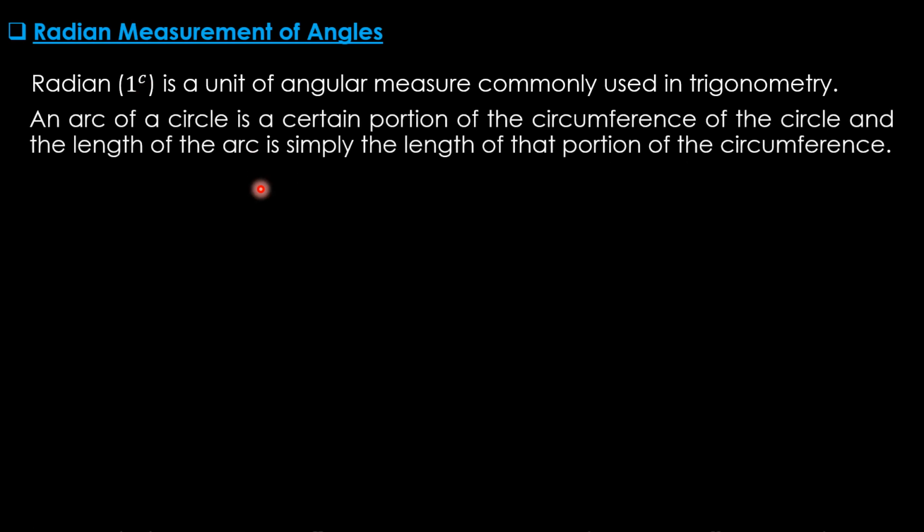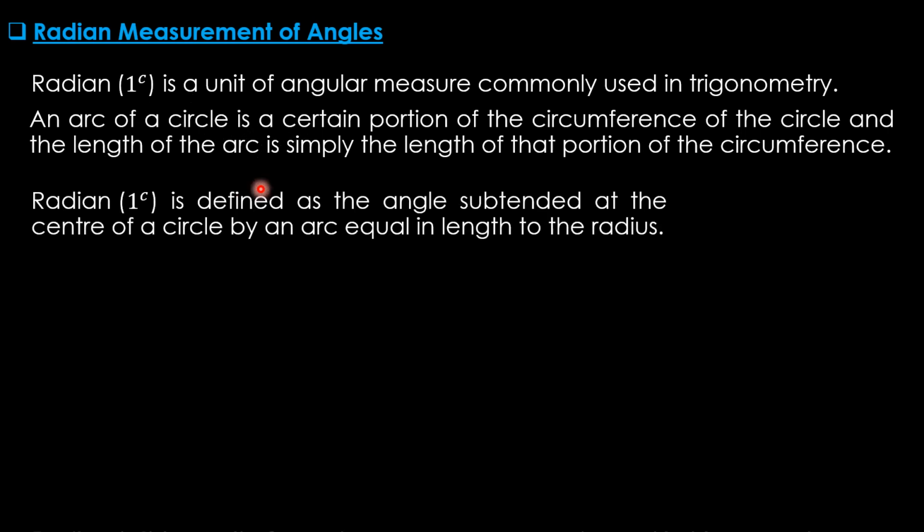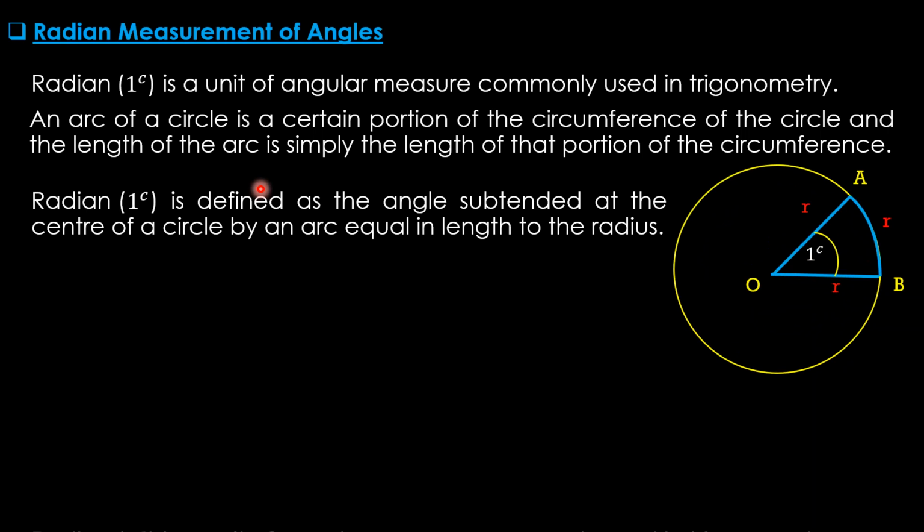An arc of a circle is a certain portion of the circumference of the circle, and the length of the arc is simply the length of that portion of the circumference. Radian is defined as the angle subtended at the center of a circle by an arc equal in length to the radius. This is the diagram.